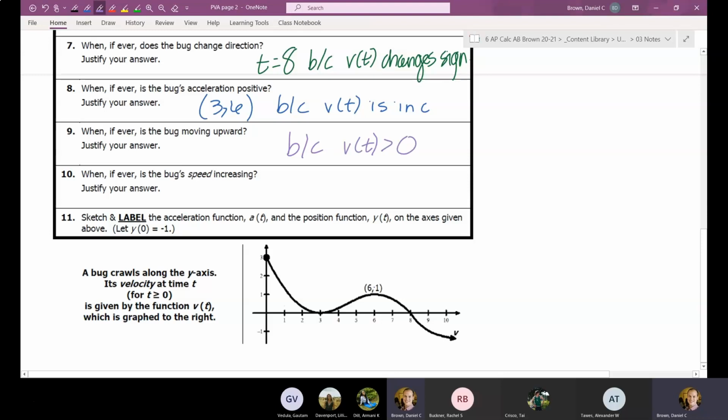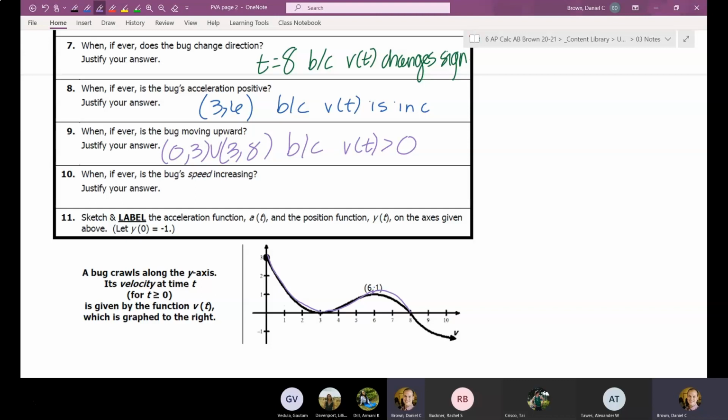And then at what intervals do I see the velocity is greater than 0? Keep in mind, we're looking at the velocity graph. I see it's greater than 0 here, and then greater than 0 there. So we're basically moving upward from 0 to 3, union 3 to 8. I think of the velocity graph kind of like a sign chart. We see that it's positive, positive, and then switches to negative. So it's moving upward basically from 0 to 8, except right at 3, where we know that it's at rest.